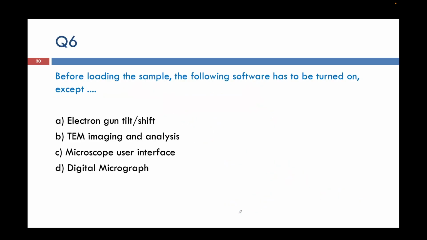So this is why I told that the wavelength of the electron is in the order of picometer. Okay, so this is a question related to operating the TEM instrument. Before loading the sample, the following software has to be turned on, except: electron gun tilt shift, TEM imaging and analysis, microscope user interface, and digital micrograph. Can anyone answer this question?